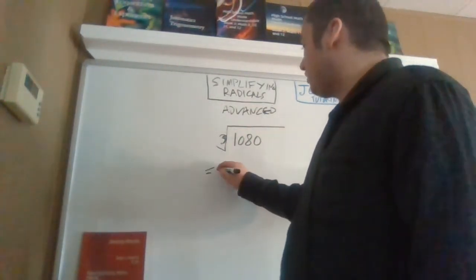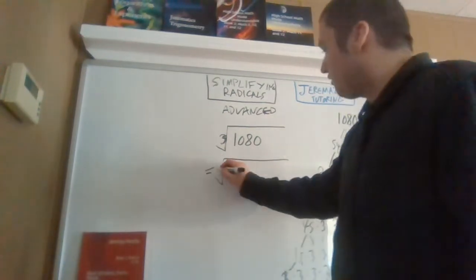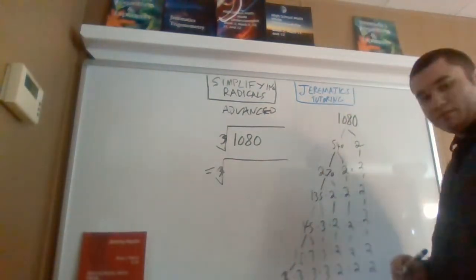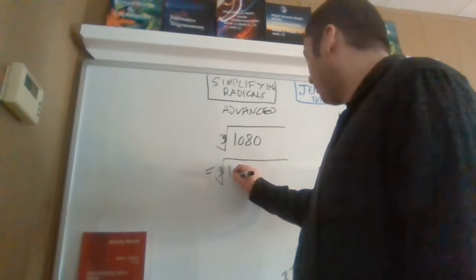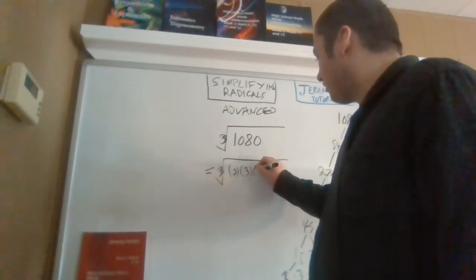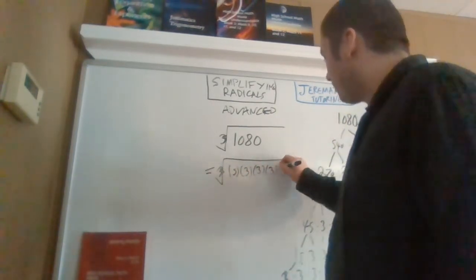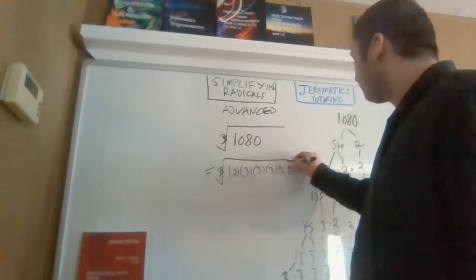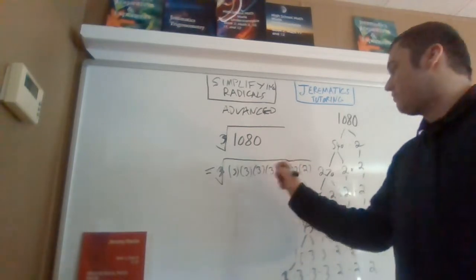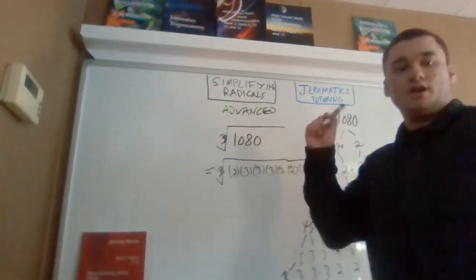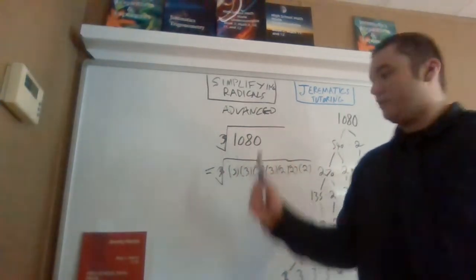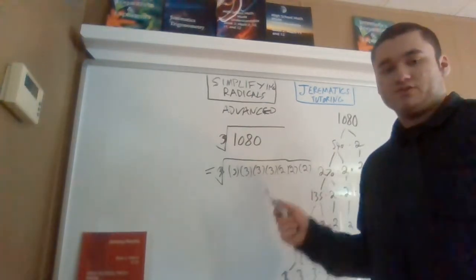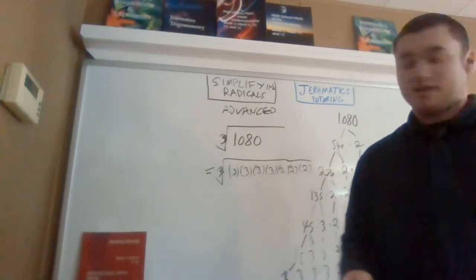So this is equal to the cube root of all of these numbers being multiplied by each other: 5 times 3 times 3 times 3 times 2 times 2 times 2. And what's the index of this radical? The index is 3. So we are looking for factors over here that appear 3 times so we can pull them outside of the cube root.